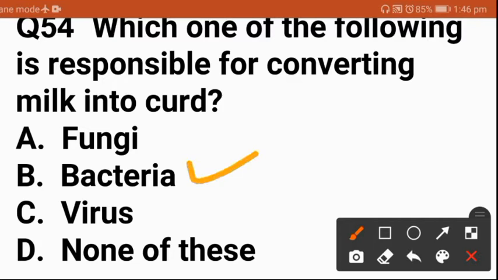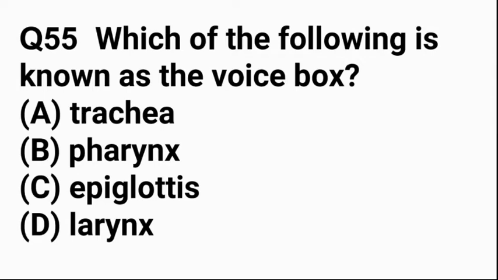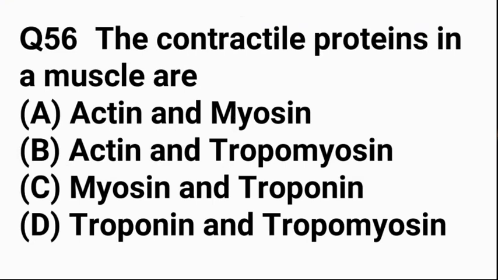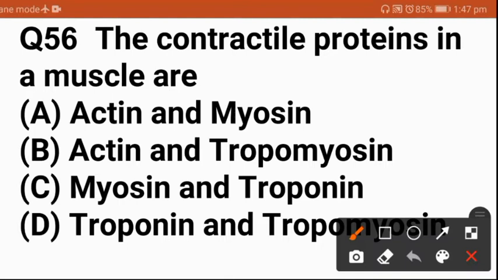Which one of the following is known as the voice box? D Larynx. The contractile proteins in a muscle are A actin and myosin.